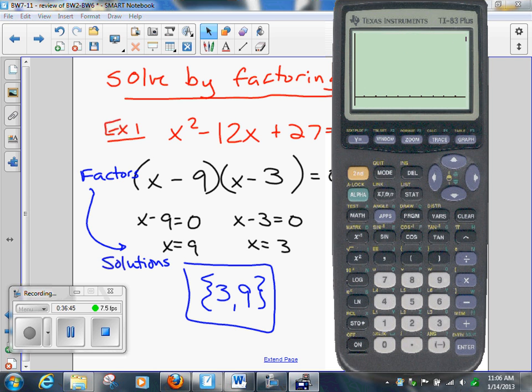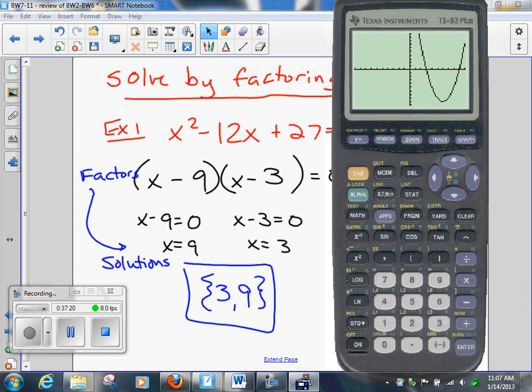Oh my goodness, my calculator screen is messed up. What shall I do? Zoom 6, zoom standard. Hit enter. Oh, I messed up. It's still running. Hit enter again. Aha. What are my solutions? 3 and 9, right? You can go to the table, but if you go to the table, you have to know what value has to be 0.